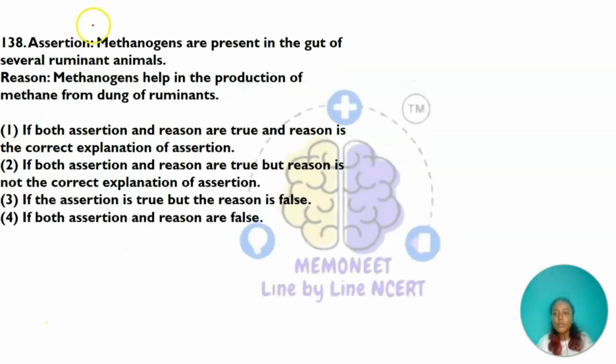Moving on to the next one, the assertion given here is methanogens are present in the gut of several ruminant animals, which is true. And methanogens help in the production of methane from the dung of ruminants, which is also true. Now, both of the statements given are true. However, they are not the correct explanations of the assertion. So option 2 will be the correct answer for this.